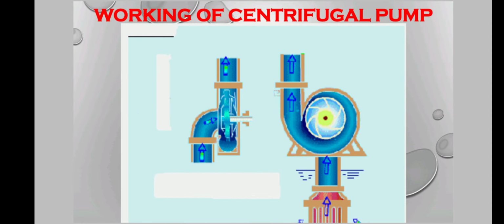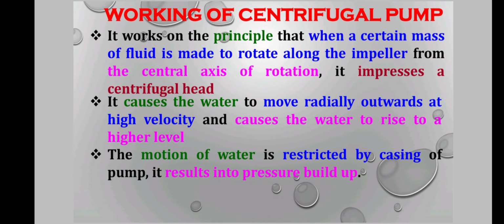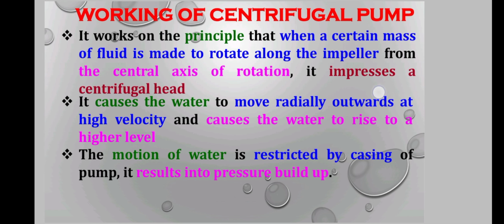We have already seen the working of the centrifugal pump. It works on the principle that when a certain mass of fluid is made to rotate along the impeller from the central axis of rotation, it impresses the centrifugal head. It causes the water to move radially outwards at high velocity and rise to a higher level. The motion of water is restricted by the casing of the pump. It results in pressure buildup, which we have already seen.